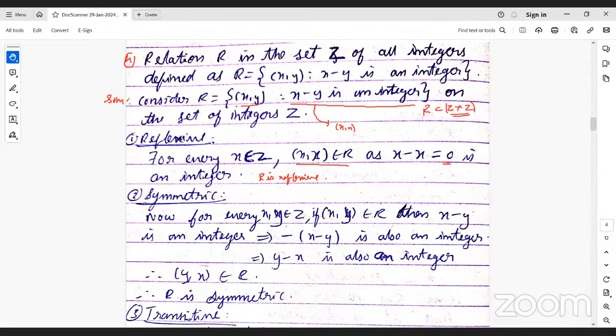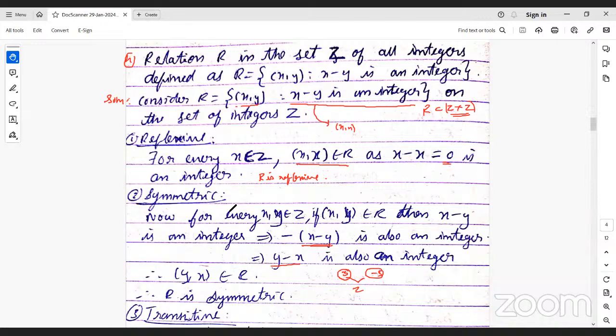is an integer. Now see in x minus y, if I take the minus sign common, it will be y minus x, and y minus x will form the ordered pair y comma x. So see, if the difference of two numbers is 3, or if the difference of two numbers is minus 3, both 3 as well as minus 3 are integers.